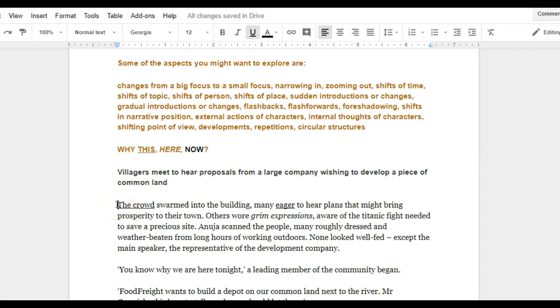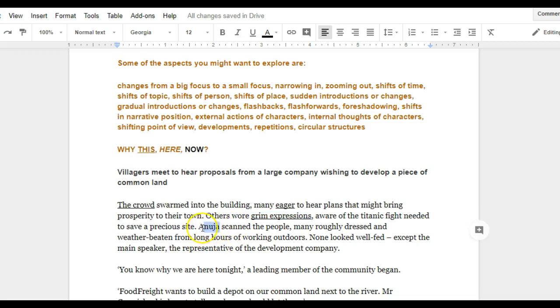So the writer starts with, "The crowd swarmed into the building, many eager to hear plans that might bring prosperity to their town. Others wore grim expressions, aware of the titanic fight needed to save a precious site." So the thing that I've got is a crowd. At the beginning, the writer's establishing the idea of the crowd. So I'm thinking, why this here? If they're thinking about the reaction of the crowd, that's going to be important. So I'm going to be looking to track that idea through, which is why I've underlined the crowd. And their feelings at the beginning are eager, and others have got the grim expression, so they don't feel the same.